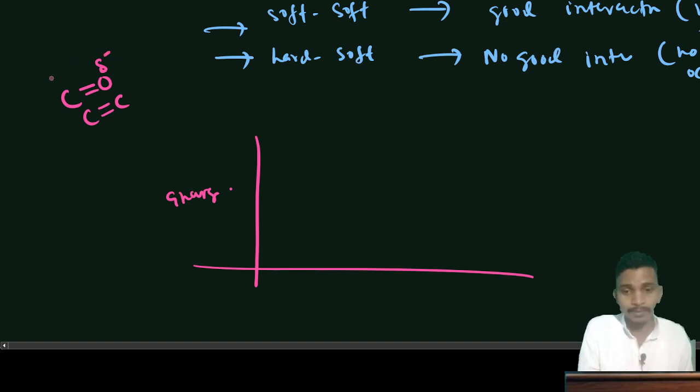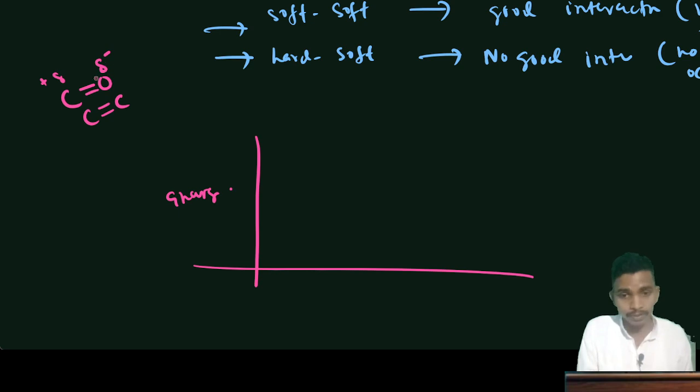This is delta negative and this is delta positive, because this is the more electronegative. But for this case, both are CC bonds. It means that whenever there is an electron difference, there will be a good attraction. Whenever there is an attraction, energy will decrease. Okay, whenever there is attraction, energy decreases.